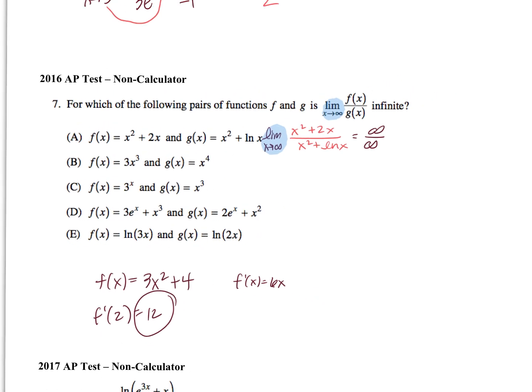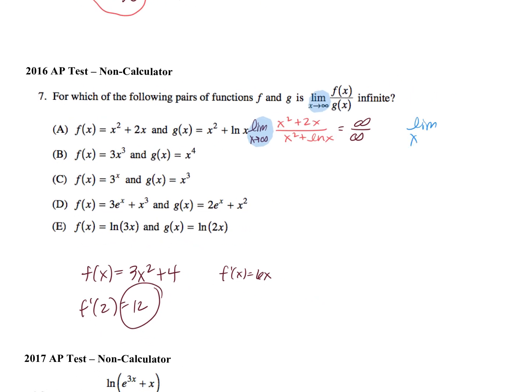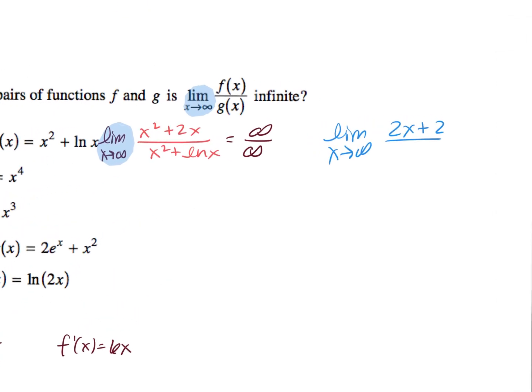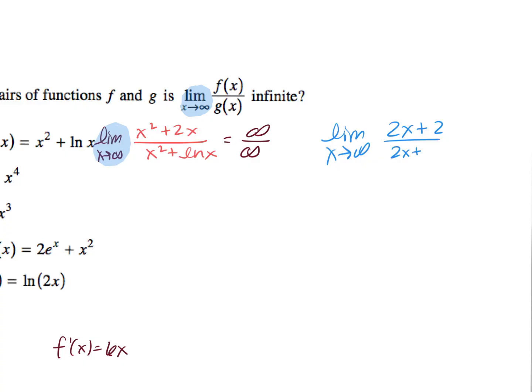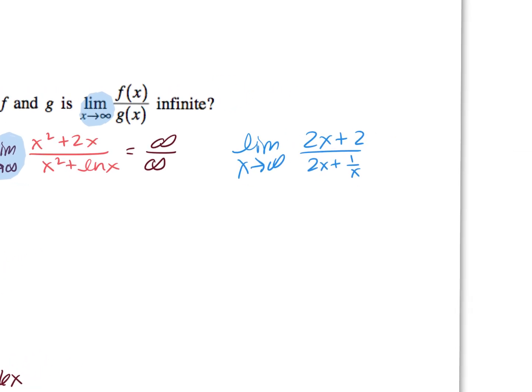What would that get me then if I took the derivative of the top? 2x plus 2. What about the bottom? 2x plus 1 over x. What do you think that's going to get us if we plug in infinity? Infinity over, that would get me 2 infinities. What would this get me? 1 over infinity? That would get me a 0, right? But I still have infinity down here, but plus 0. Just good to know. Okay.